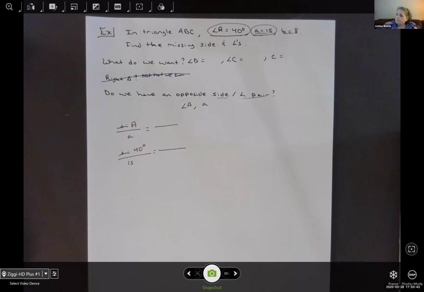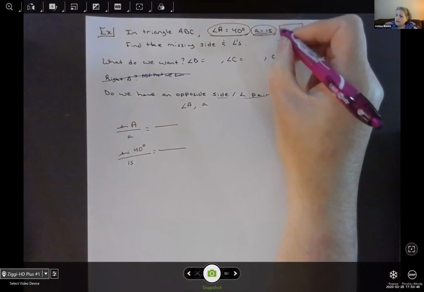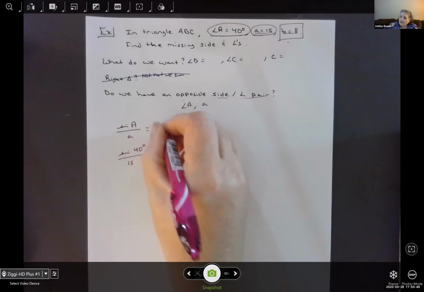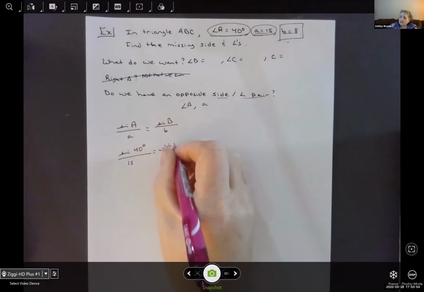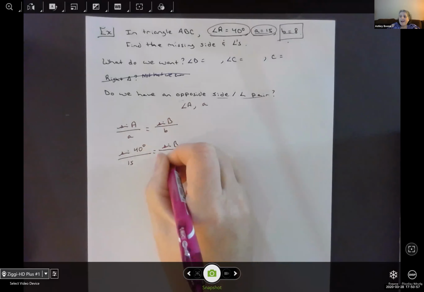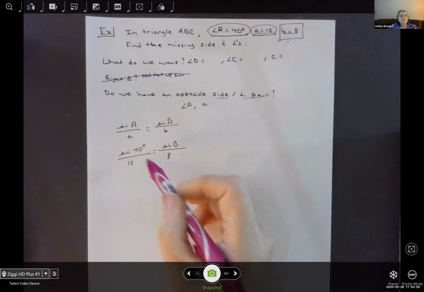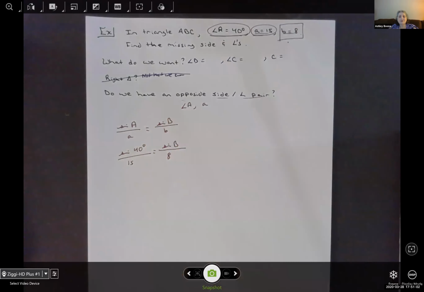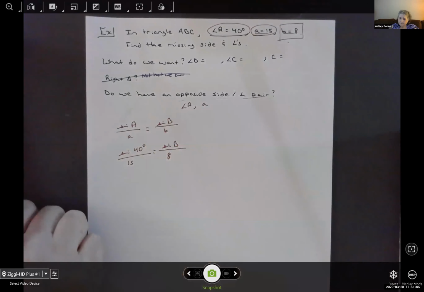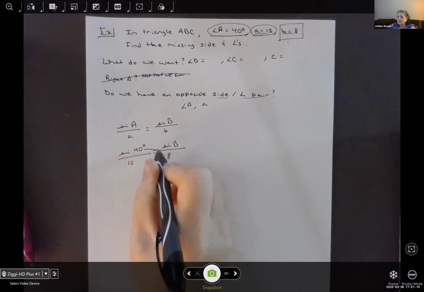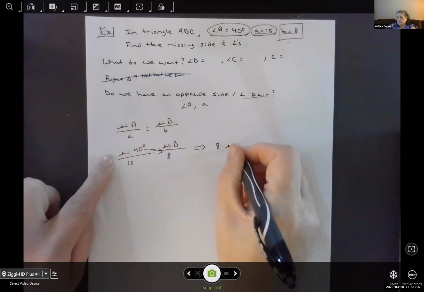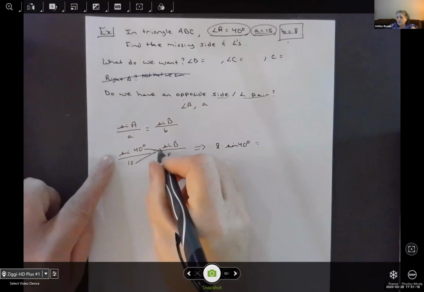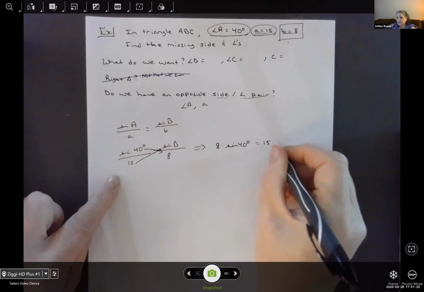Well, in the problem, we know that side B is 8. So if I went sine of angle B is to side B, then this will give me the equation sine of angle B is to side B is 8. I have 3 of the 4 parts of the fractions that I need in order to solve this. So I can actually go through and solve like I would have before, and we'll cross multiply. So I have 8 times the sine of 40 degrees is equal to 15 times the sine of B.